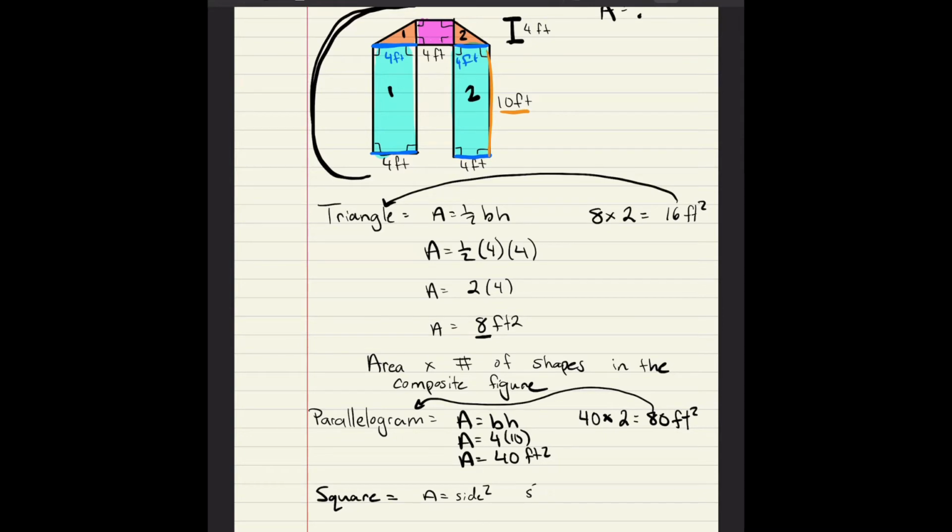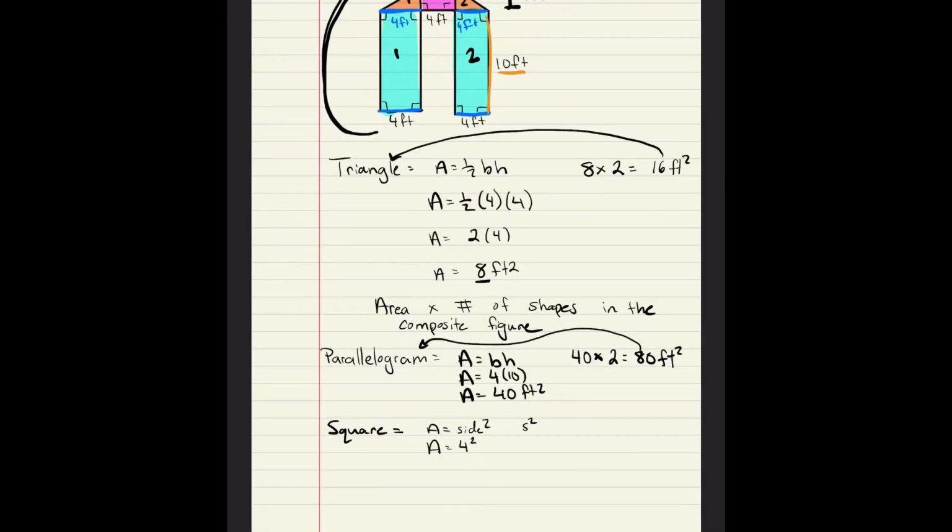So if I plug in what I have, it would be a equals 4 times 4, because all the sides are the same. So that's the same as 4 squared, right? So when I multiply 4 times 4, I get 16. So the area for the square equals 16 feet squared.